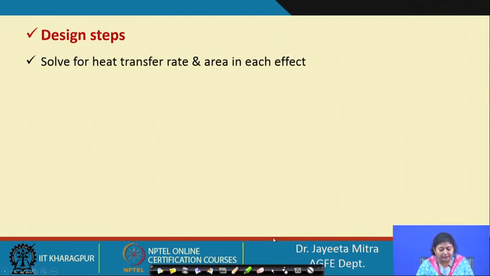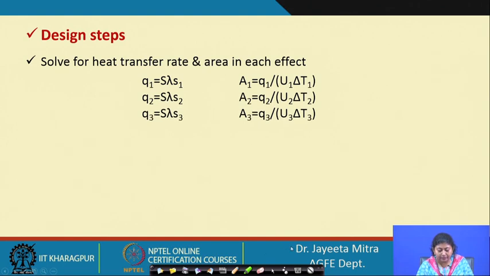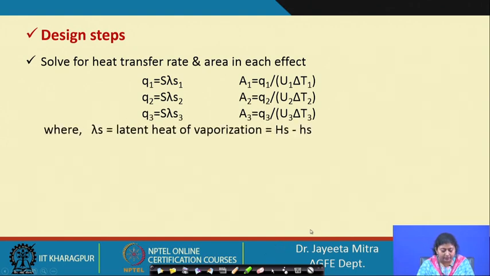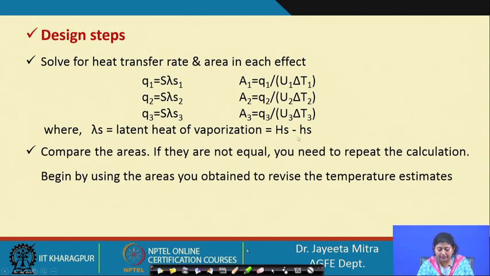Finally, we will solve for the heat transfer rate and area in each effect. We will calculate Q1, that is equal to S into lambda S1, and A1 that is equal to Q1 by U1 delta T1, similarly A2 and A3. Lambda S is the latent heat of vaporization of steam at the temperature where it is entering minus the liquid enthalpy at that temperature. Again we will compare the areas and check whether they are close to each other or not.